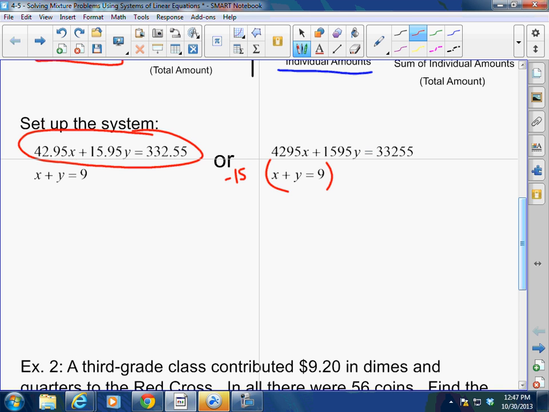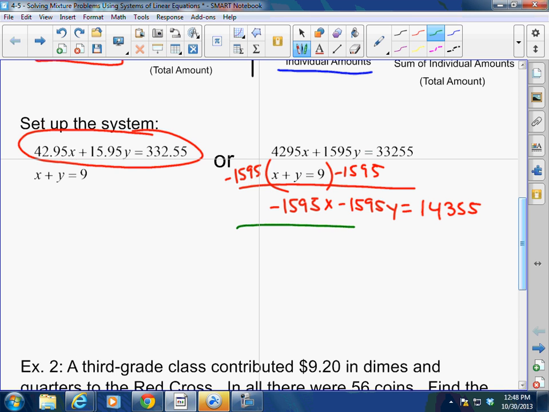So I'm going to multiply 1595 to both sides. So what am I going to get? I'm going to get negative 1595x. The y's cancel, right? Well, minus, let's just do it the right way. 1595y equals 9 times 1595 is 14,355. Okay? Does that make sense? Okay. Yes. Hey, good catch. Yes.